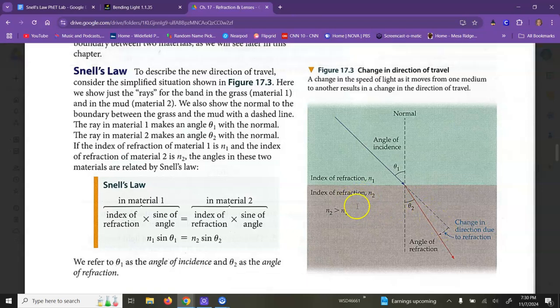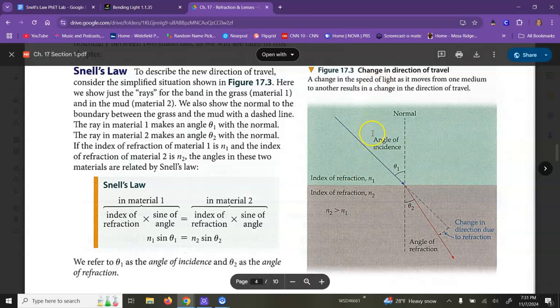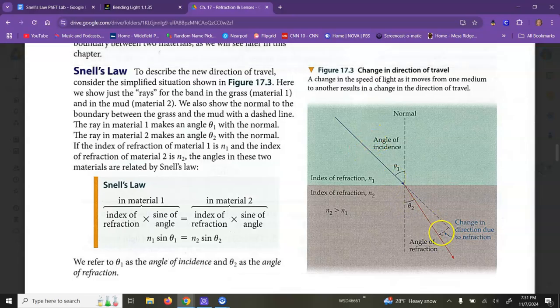If the index of refraction of this brown material is higher than the index of refraction of this green material, which is what this is saying right here, N2 is greater than N1, if this is a thicker, more densely packed material, the light ray is going to bend towards this thing called the normal. We'll talk about what the normal is in just a second, but it's going to bend towards the normal because it's actually going to slow down. So when the light ray enters from a medium of lower index of refraction to a higher index of refraction, that ray is going to bend.